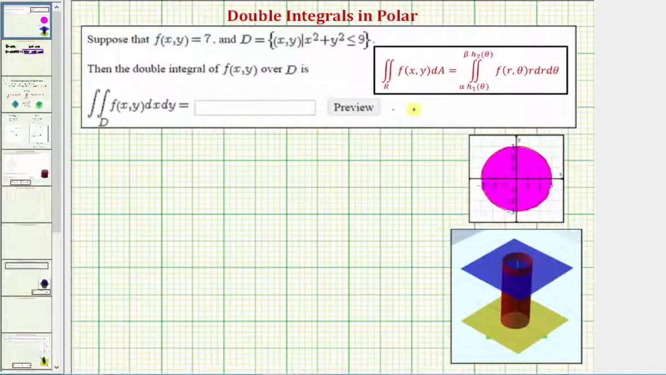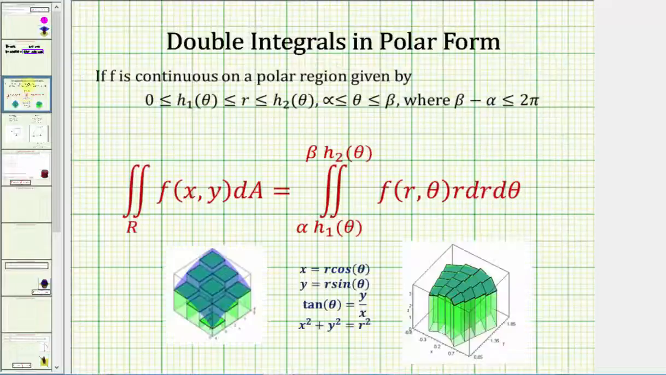When converting to polar coordinates, it's important to remember that our function f of x comma y must be written as a function of r and theta, or f of r comma theta, using these formulas here, and then differential a, which is dx dy or dy dx in rectangular form, is equal to r dr d theta in polar form. So we have this extra factor of r when converting from rectangular to polar form.